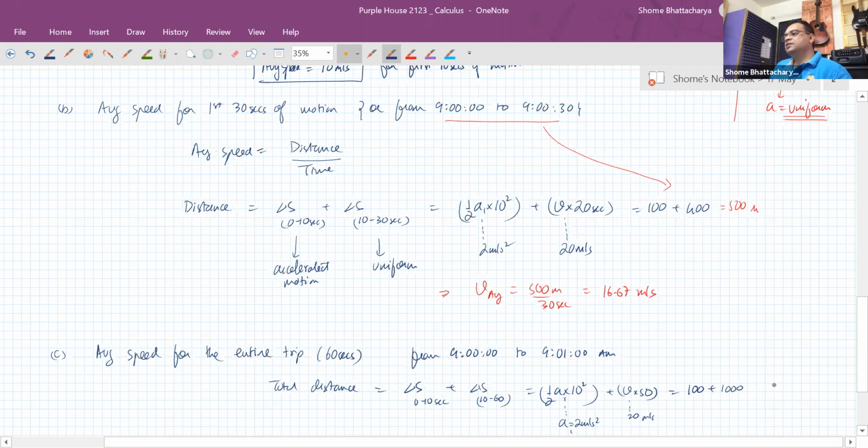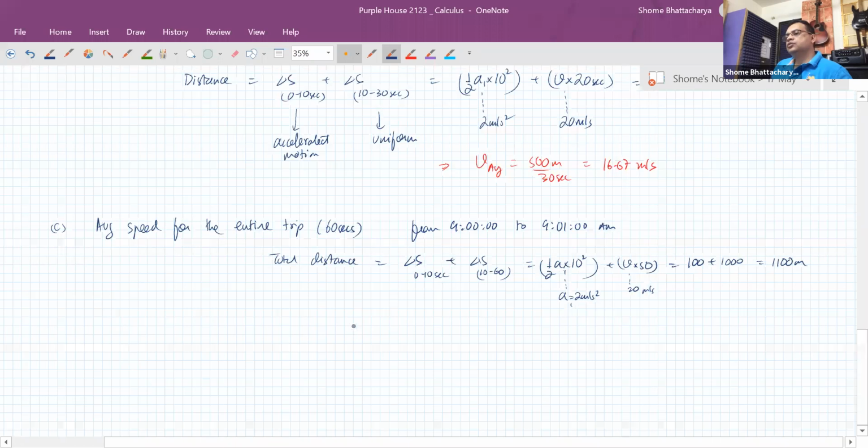So the total distance traveled is 1100 meters, but in a time of how much? 60 seconds. So average speed is equal to 1100 meters divided by 60 seconds. So you can write that as 55 by 3. Okay. So about this much.